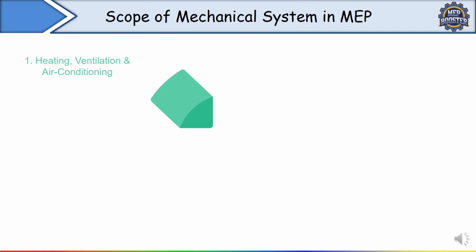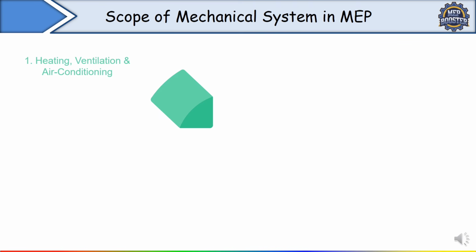Then air conditioning involves the cooling of indoor spaces, typically through the use of chillers, cooling towers and air conditioning units. So it maintains a comfortable indoor environment during warmer months and regulates humidity levels.